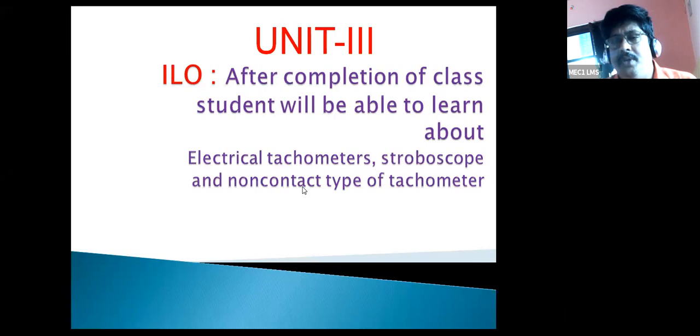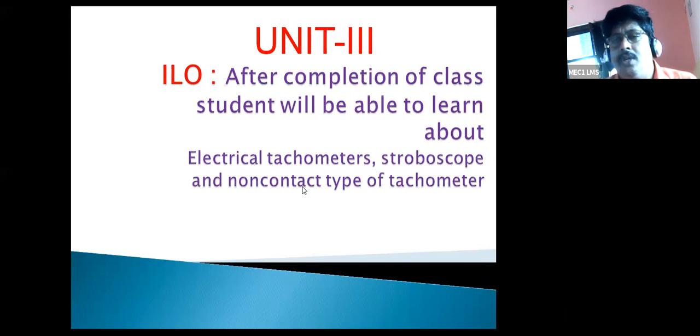From the examination point of view, they ask you to write and explain about the mechanical tachometers. You can write three or four. Already you know that all of these mechanical type tachometers are almost similar.